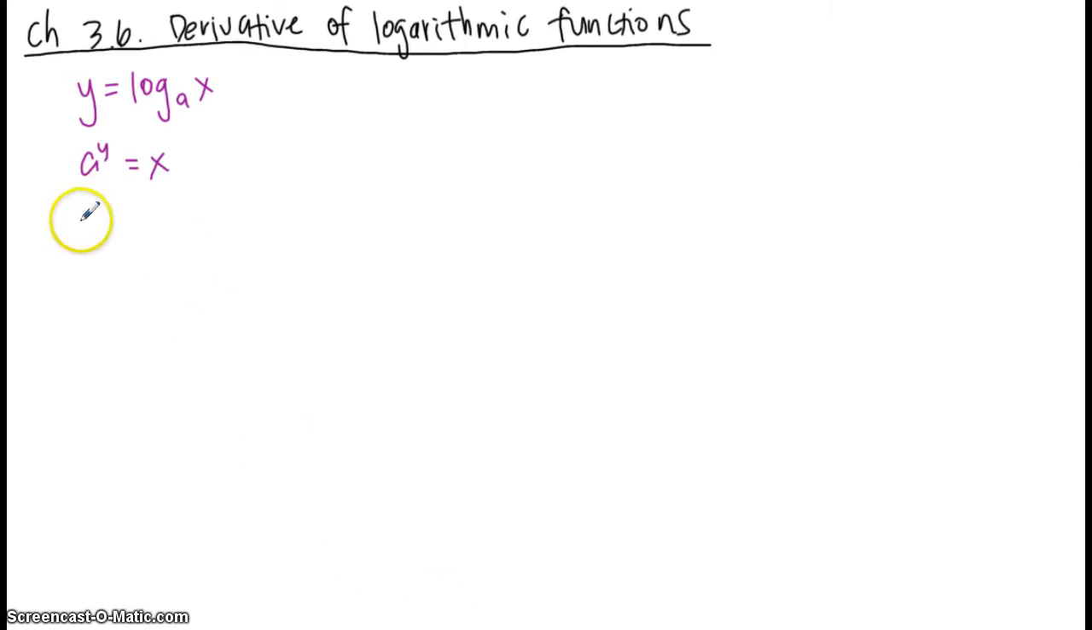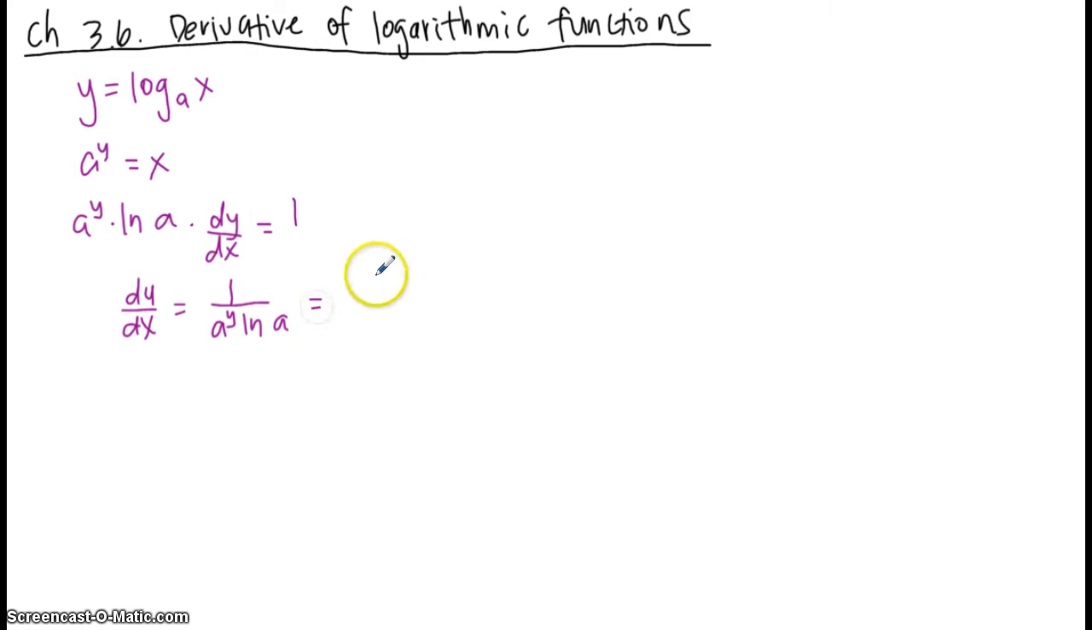Now, if that's the case, we get a to the y times the natural log of a, that's the derivative of this outside function a to the y, times, we're going to chain rule it, the derivative of that y, dy/dx. And that's going to equal the derivative of x with respect to x, which is just 1. So then what I get is dy/dx is equal to 1 over a to the y natural log of a, right? And if you take a look, a to the y right here is equal to x. So I can even write this in terms of x.